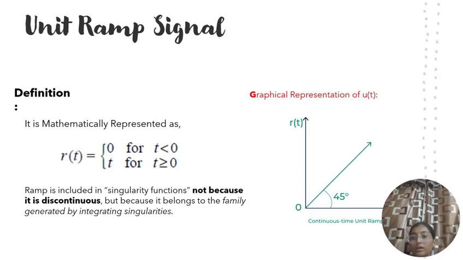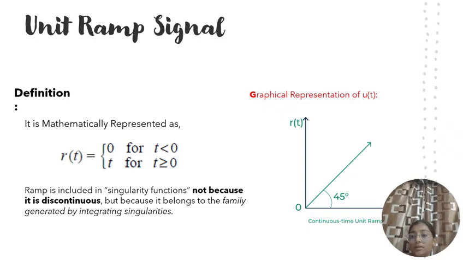The third singularity function is the unit ramp function. It is denoted as r of t. The ramp function starts at 0 and increases linearly with time for t greater than or equal to 0. Mathematically, r of t equals t for t greater than or equal to 0, and r of t equals 0 for t less than 0.